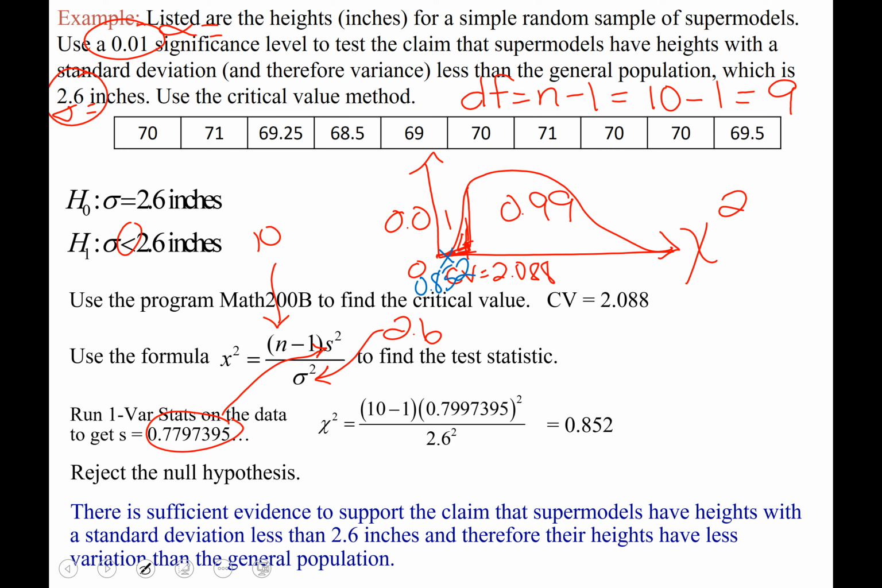the claim that supermodels have heights with a standard deviation less than 2.6, and therefore their heights have less variation than the general population.